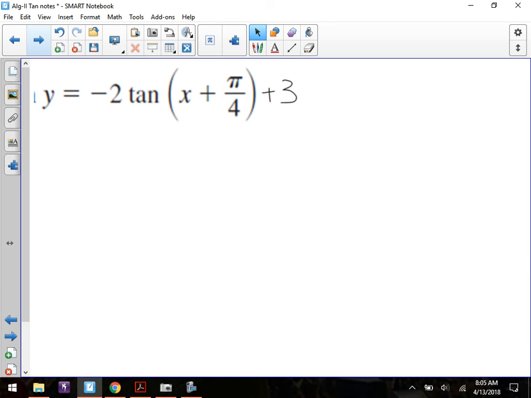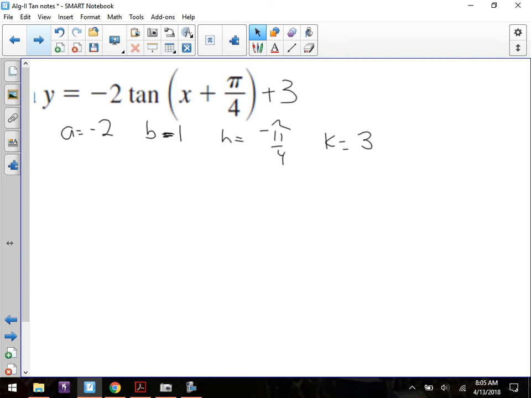In this case here, what's our value of B? So we have an A value of -2, a B value of 1. Our H value is what? Negative. Good, you picked up on that. And then your K value is 3.